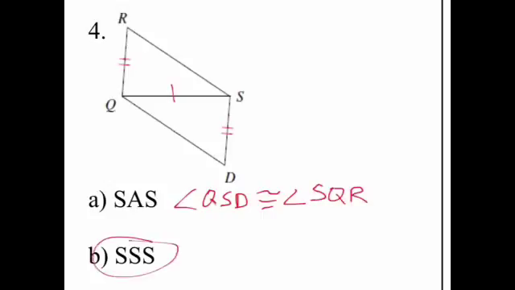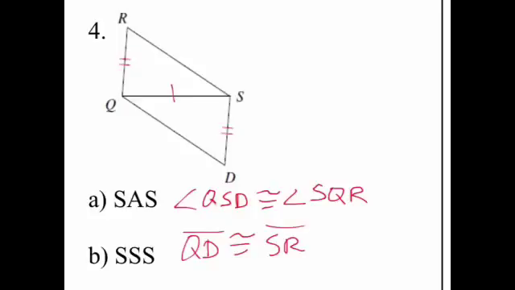And then the next one we have side, side, side. We already have 2 of the sides, we need the third one to match on our 2 triangles. So that's the side QD. That needs to be congruent to SR.